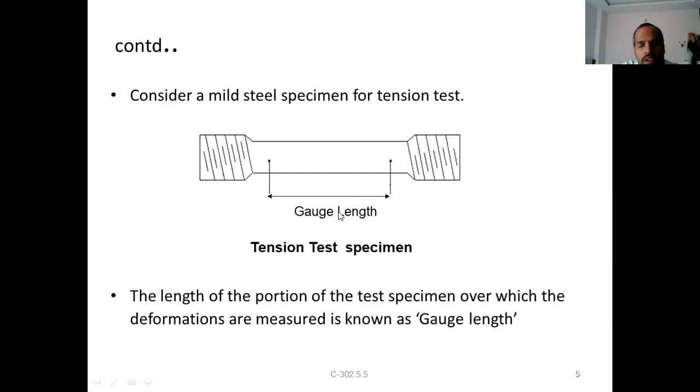So you have to know the gauge length and everything. Of course, you will deal with this in the material testing laboratory, where you have a separate experiment on it. That's why we are not going into how to calculate the gauge length here.